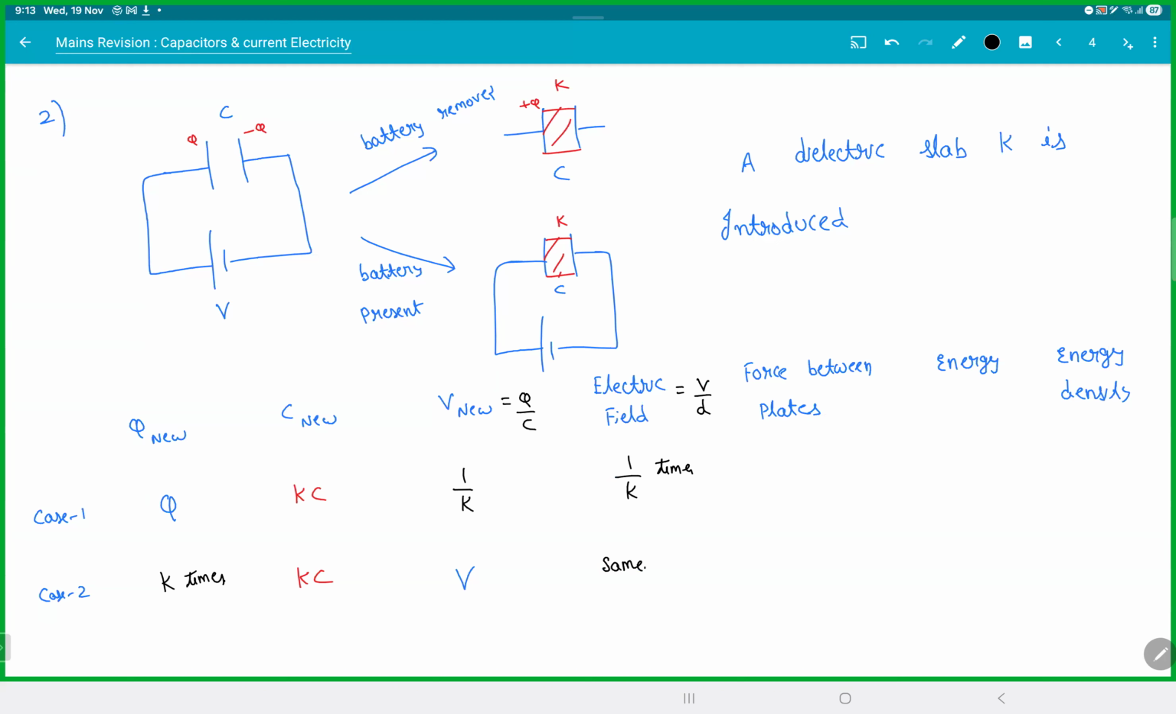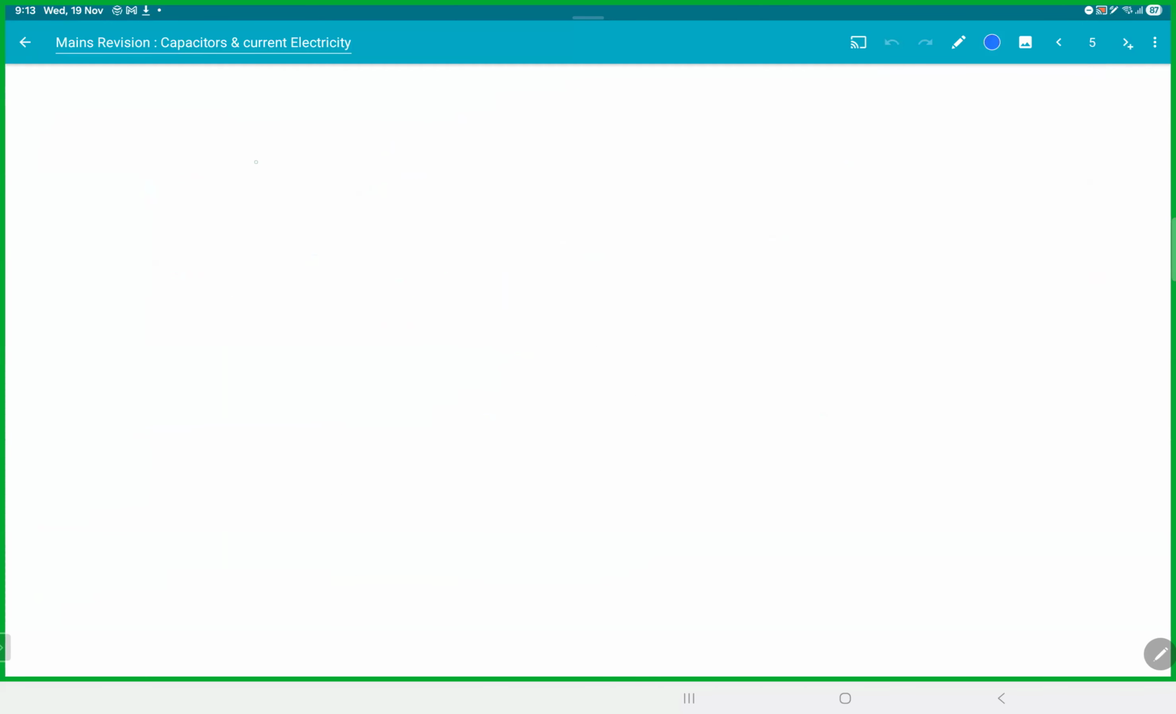Force between the plates. This is important, everyone. Force between the plates is Q square by 2A epsilon, not epsilon m, epsilon only, because remember, the plate charges will be plus Q and minus Q. The force between the plates does not depend on the dielectric slab. The dielectric slab is neutral. It will not exert any force on the plates. People have that confusion a bit, so be careful.